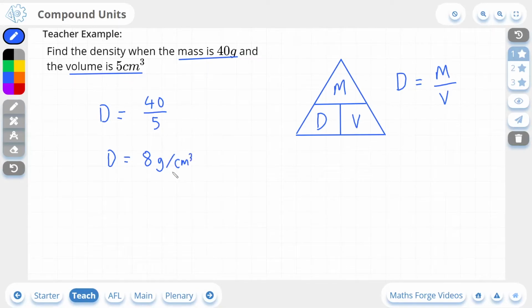So to actually write the units is pretty straightforward. Since we're doing mass divided by volume, you're just going to put the units of the mass first and the units of the volume second. And if we check our answer, there it is.